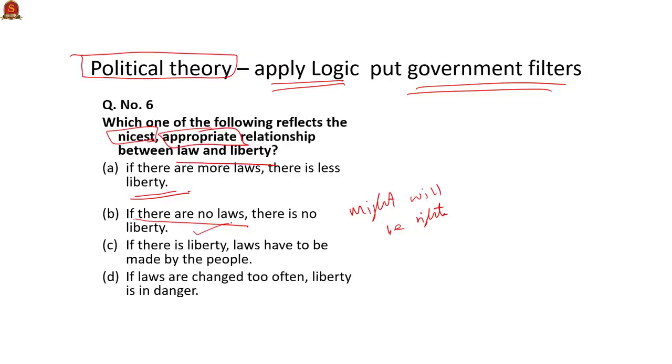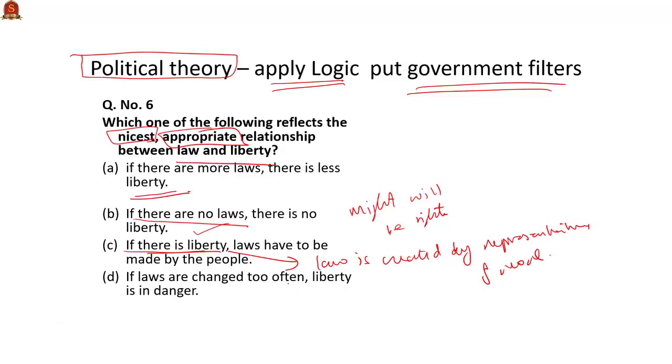But wait, you should not always jump and mark the OMR immediately after finding the correct answer. You have to eliminate all other options, and only then arrive at the correct answer and go into marking the OMR. Now the third statement, let us see. If there is liberty, laws have to be made by the people. This is as such a statement, yes. True liberty is where laws are made by the people, or at least by the representatives of the people. But it is one of the cases. The second case is that there shall be liberty even if law is created by the representatives of people. And fourth, if laws are changed too often, liberty is in danger.